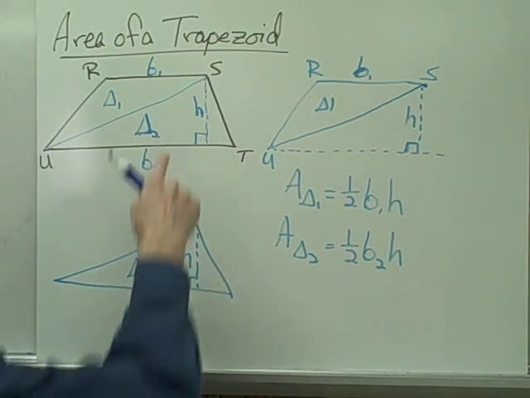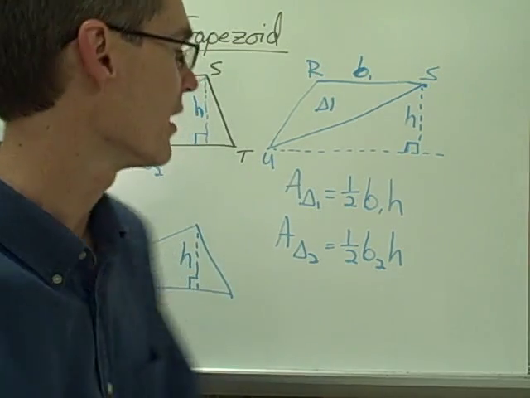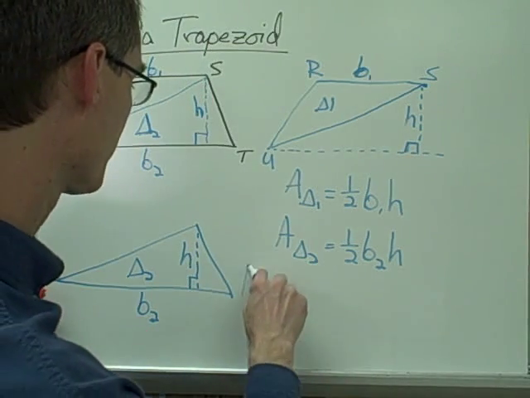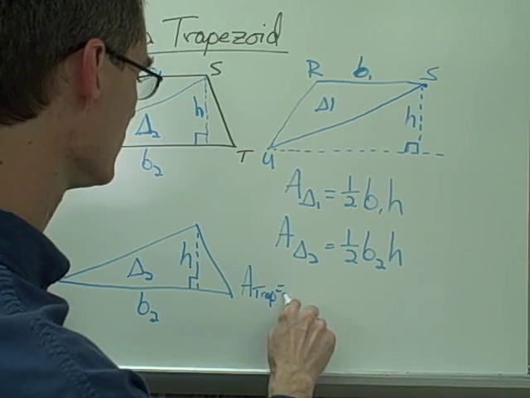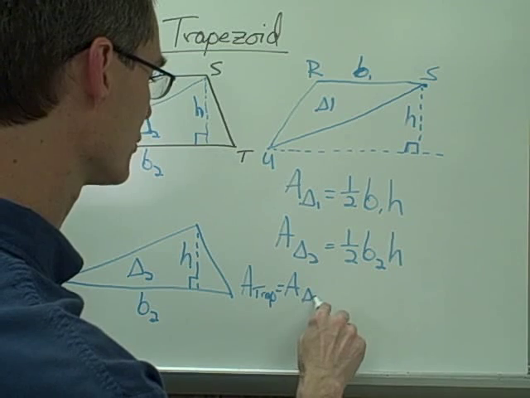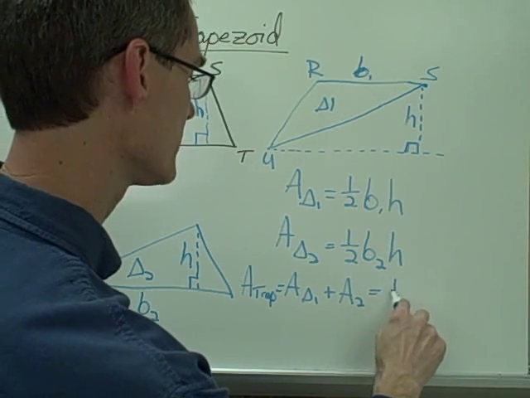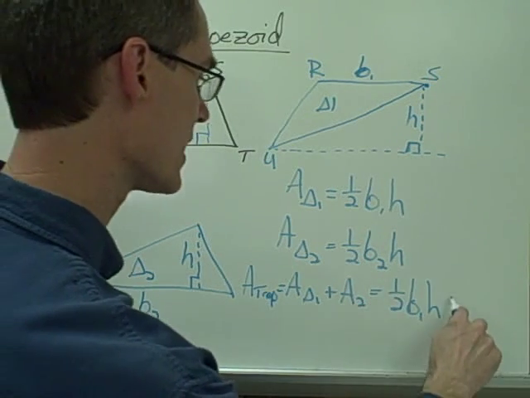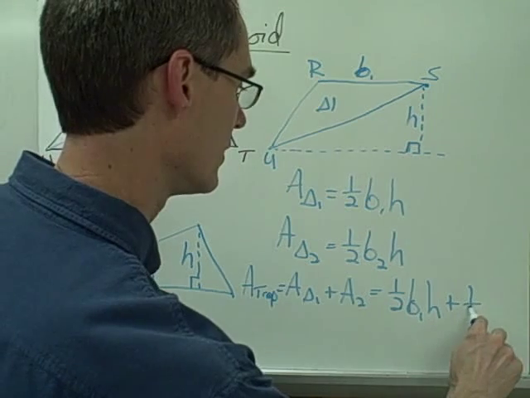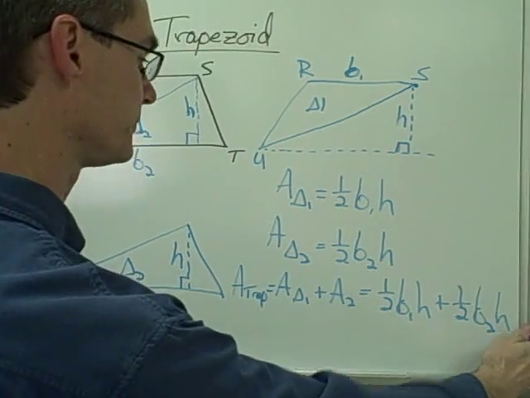Now I know the area of triangle number 2. Well, if I just add those two areas together, then I have the area of my trapezoid. So area of trapezoid equals area of triangle number 1 plus area of triangle number 2, which is 1/2 base 1 times height plus 1/2 base 2 times height.